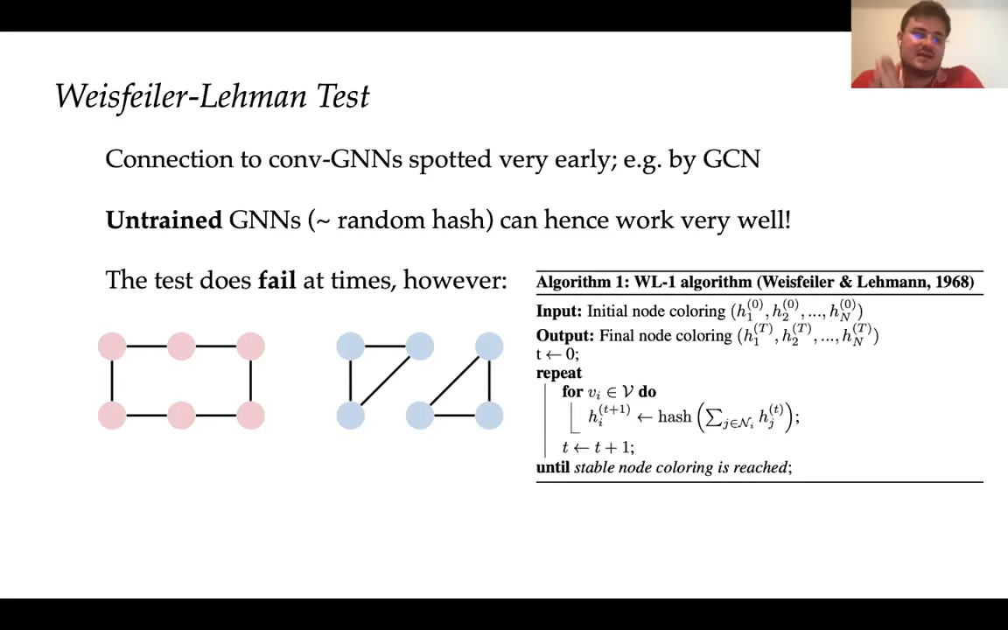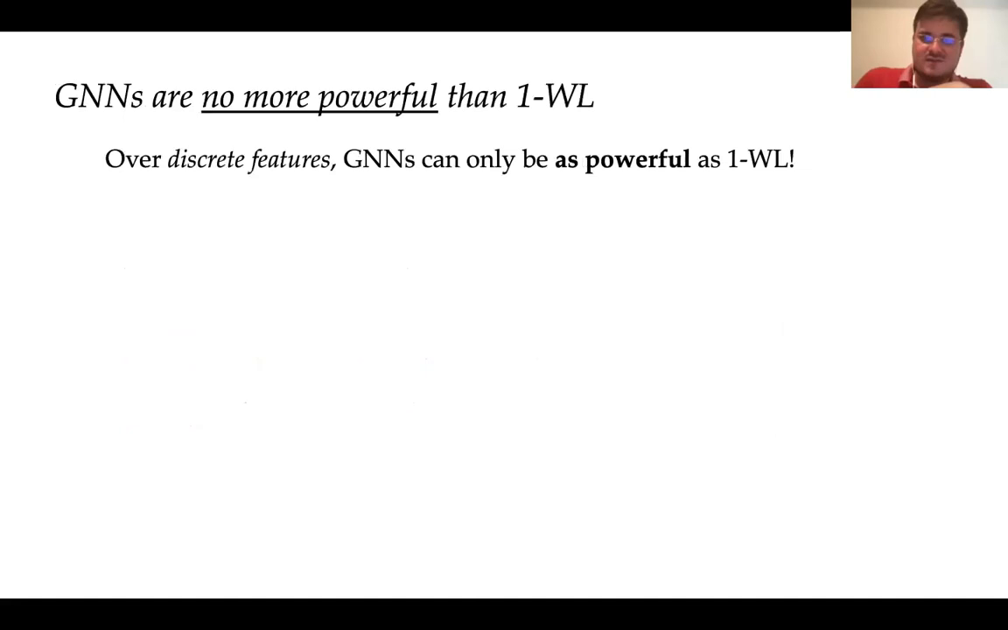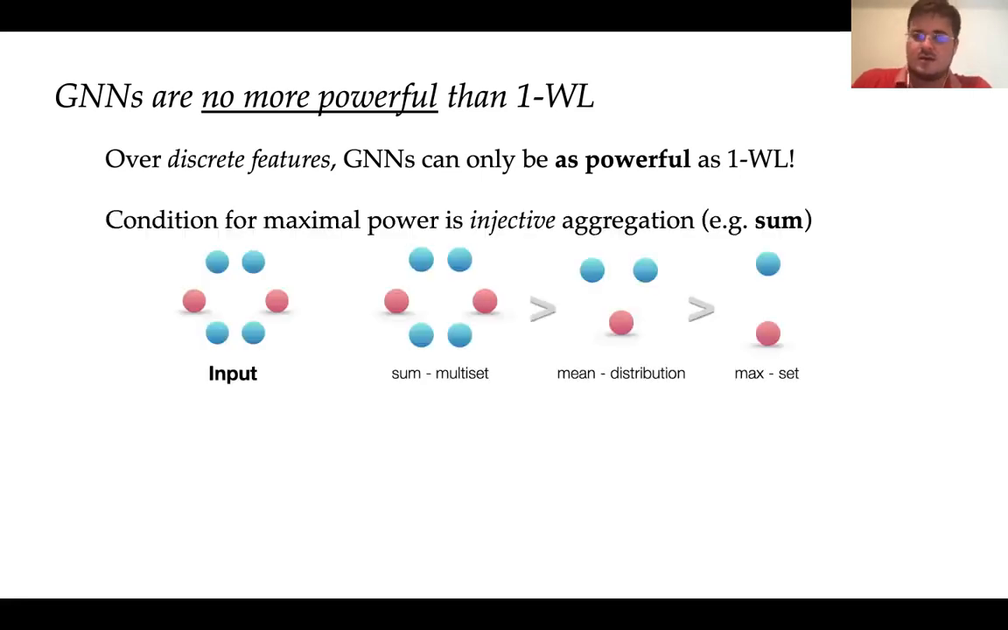So, okay, I said the test fails for some really simple graphs, and I've said that it can be linked to a randomized graph neural network almost. So it might be surprising for you to find out that graph neural networks are actually no more powerful than this Weisfeiler-Lehman test, at least over discrete features. So we're assuming no continuous features in the nodes. The graph neural network cannot do anything that the Weisfeiler-Lehman test cannot do. And in fact, there's a very strict condition on achieving this maximal expressive power.